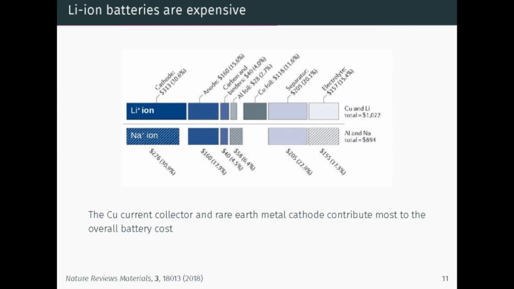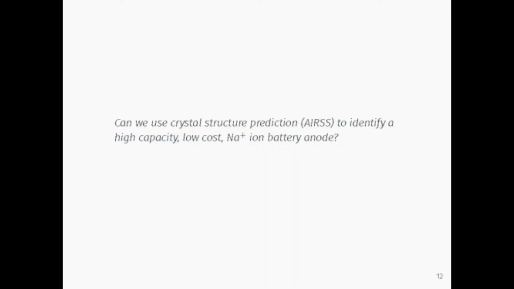So we'd really like to be able to use sodium-ion batteries, but we don't currently have a way to do this because we don't have an anode material that works in these batteries. So the question that we pose, of course, is can we use crystal structure prediction, specifically AIRSS, to identify new structures of an anode material that are higher capacity than our graphite, still low cost because we don't actually want to drive up the cost of our battery too much, and they can actually work in the sodium-ion battery. So we're going to use crystal structure prediction to do this.